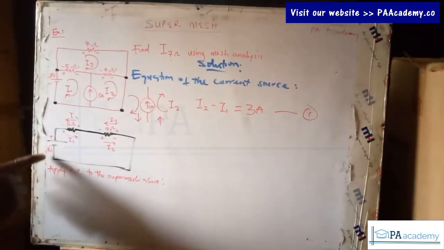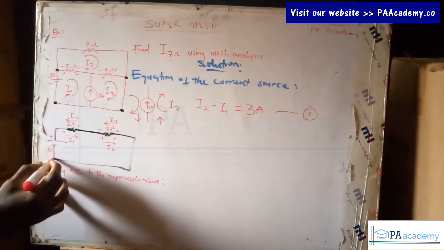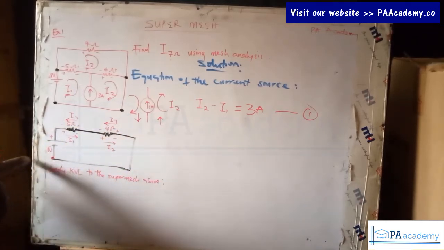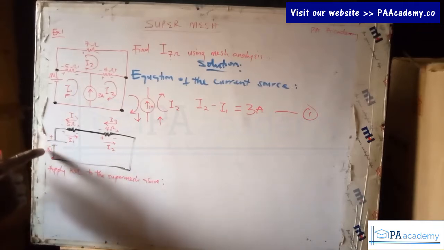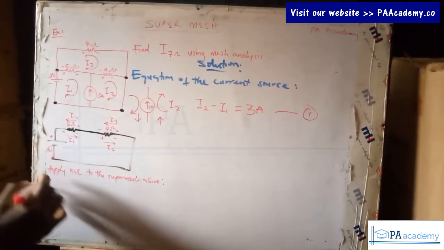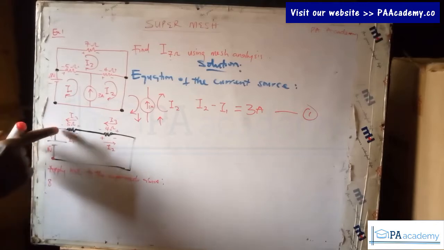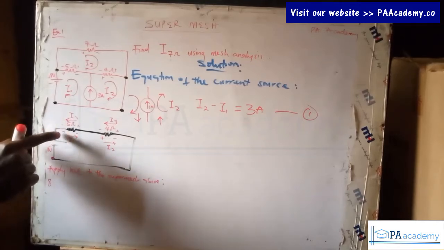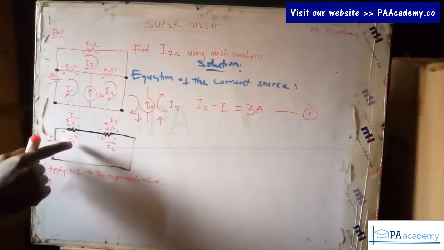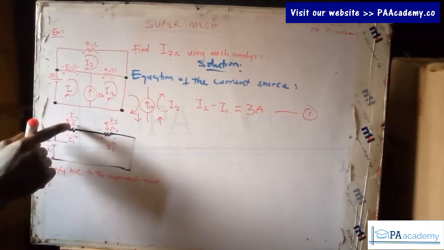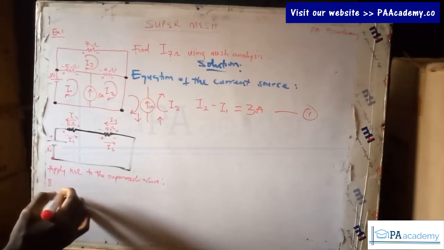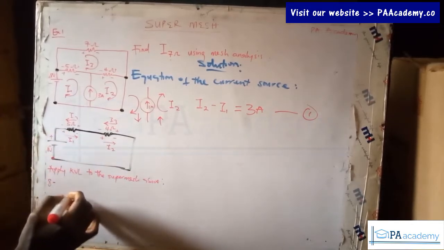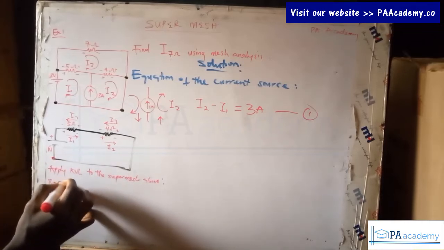In applying KVL, let's just start from this node. So we go around the circuit and come back here. Starting from here, from negative to positive, we have 8 volts, so that's going to be 8. Since it's from negative to positive, once we get here, let's start with the I1 current. I1 is flowing from positive to negative through the 5 ohm resistor. So that's going to give us minus, from positive to negative, minus 5 I1.